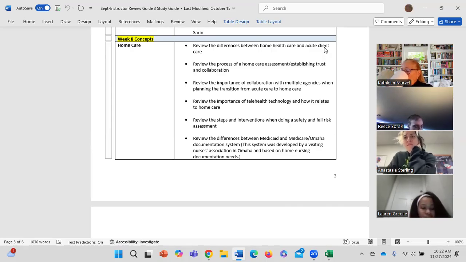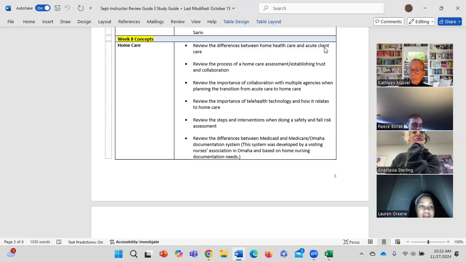Okay, it's individualized care in the patient's home environment. Review the process of a home care assessment. Why is a home care assessment so different than an acute care setting assessment? What's the big difference? They're in their home. You have to look at everything that's around them. Yep. And things that could be a hazard to them that they may not even be aware of.